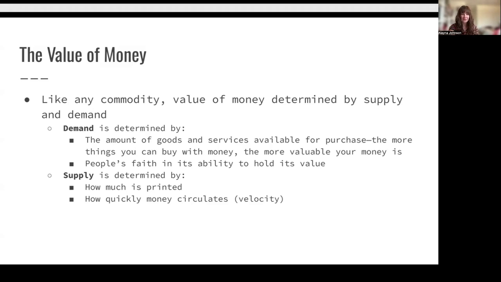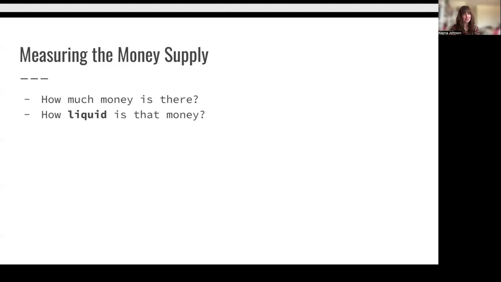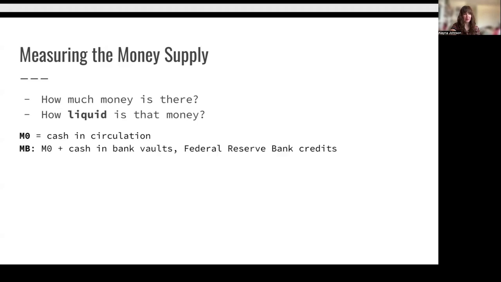Because if the $5 bill stays in the barista's pocket, it's no longer in circulation, at least temporarily. So how do we measure the money supply? First, we look at how much money is out there in circulation. And then we break it down by how quickly that money will circulate or how liquid it is. Liquidity in this context just means how easy is it to spend this money? So M0, this is cash in circulation. It is the easiest to spend. It is extremely liquid.